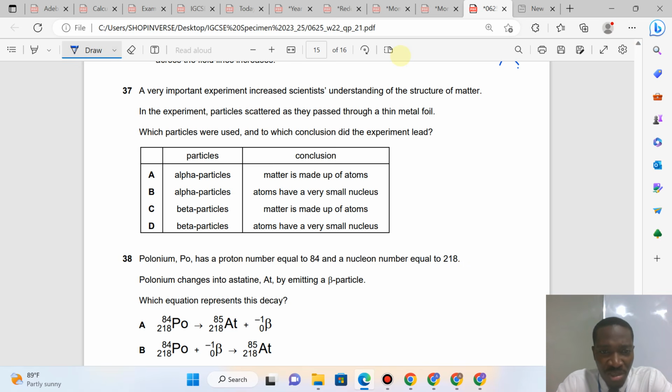Option B, alpha particles, that's correct. Atoms have a very small nucleus. That's also correct. Option C, beta particles, no. D, beta particles, no. Option B is the only correct option.